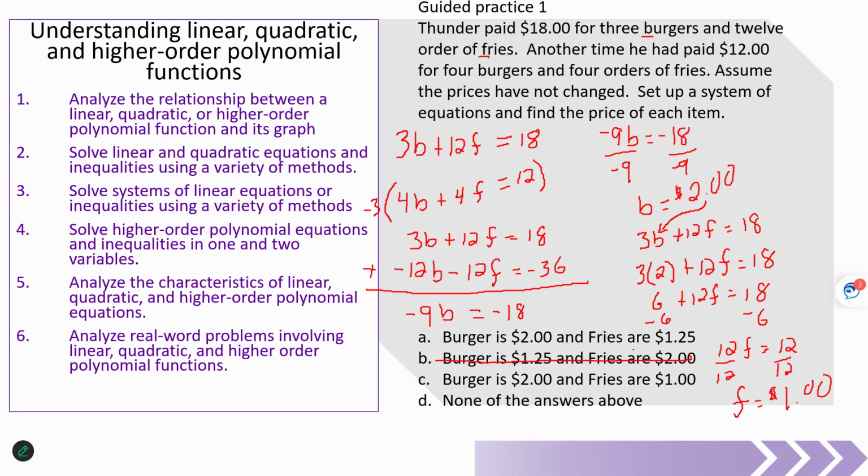So we look at our options. This is saying the French fries are $1.25, so we can get rid of that one. So we can say C here. Burgers $2, fries are $1. Remember, you can check your answers too. You could double check that price of $2 and $1 by plugging it into maybe the other equation. So 4 times 2 would be 8, and then plus 4 times 1, which is 4. So 8 plus 4 is 12. So that checks out for us there too.